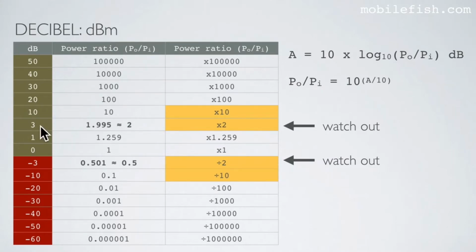3 dB is not exactly a power ratio of 2. It is 1.995, but we round it to 2. The same applies to minus 3 dB. Minus 3 dB is not exactly 0.5. It is 0.501. We round it to 0.5. So the power ratios belonging to 3 dB and minus 3 dB are both rounded values.